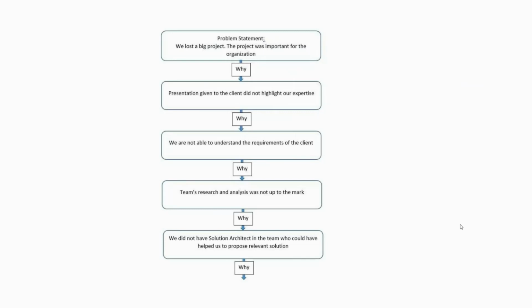the client was not very convinced by our presentation. We usually go and do presentations to our clients where we say what is the highlight of our product, how are we special compared to our competitors, right? So when we do that, we did not do a good job. Maybe that could be one reason, right? Okay, so why didn't we do the presentation well? Because we did not understand what the client wanted.